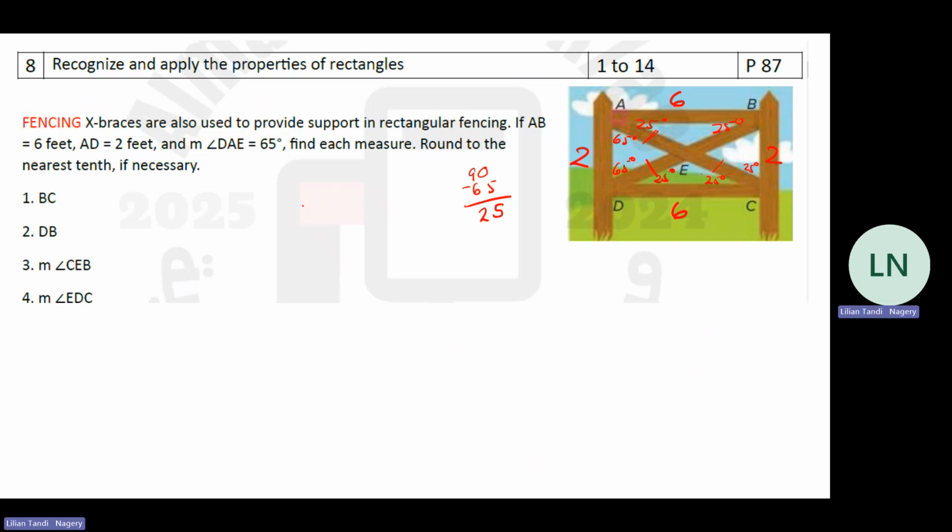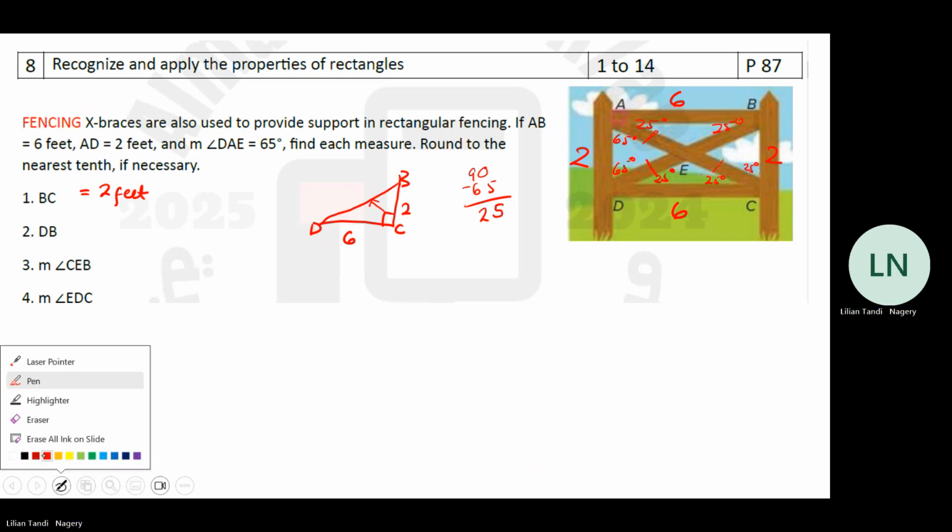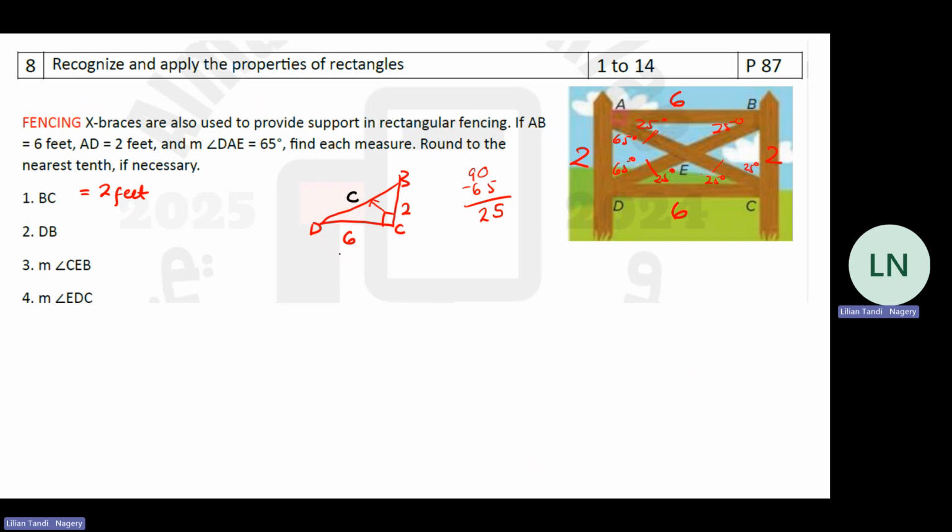Question 1's BC. BC is 2 feet. Question 1's DB. Okay. So I have a right triangle, DBC. This is 6 and this is 2, and this is 90. So this has to be C here. I want C. So this will be A and this will be B.